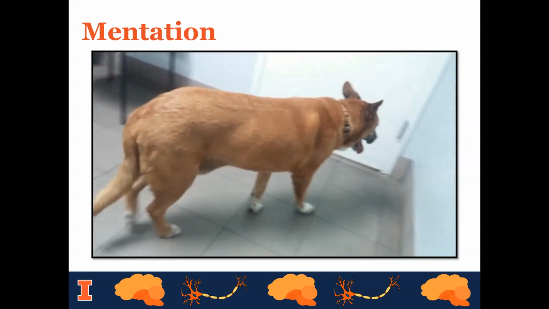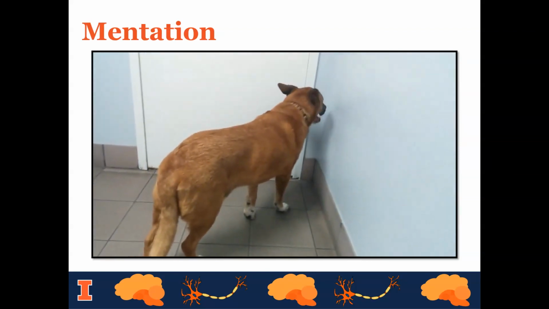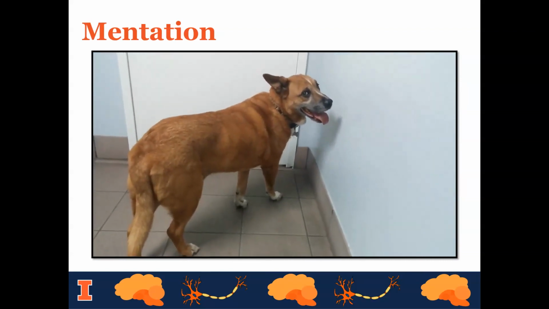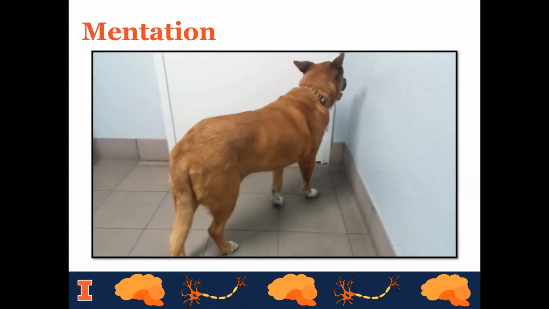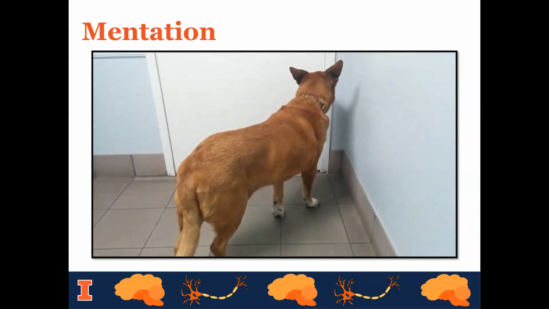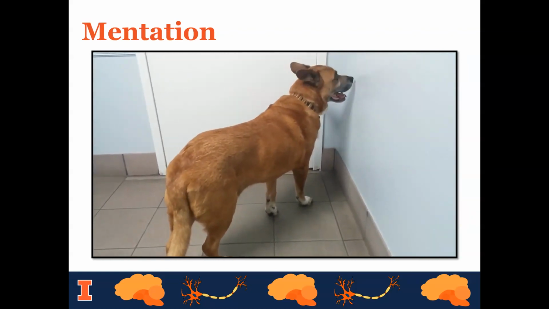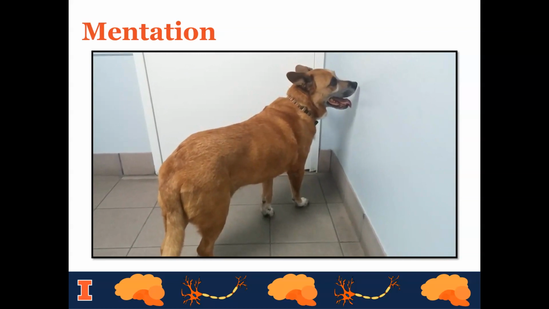So if we're seeing this kind of behavior, getting lost in corners like this, we start thinking about forebrain disease. So this is a mixture of changes of level of mentation as well as changes in quality of mentation.